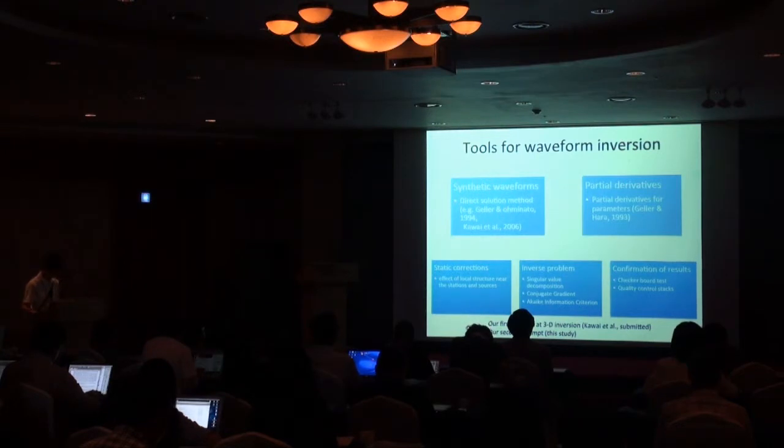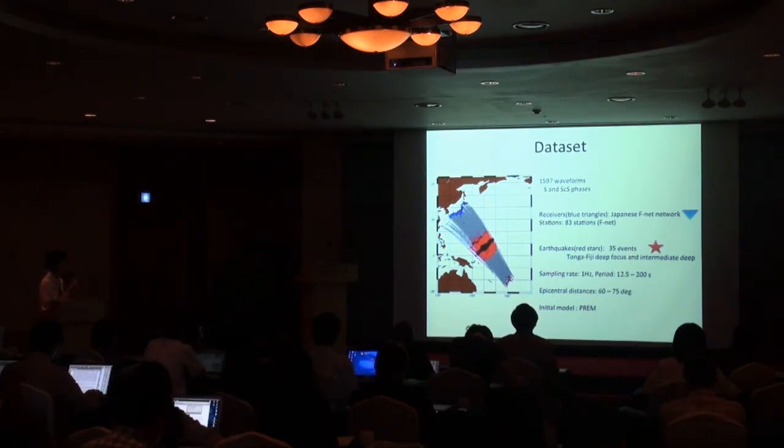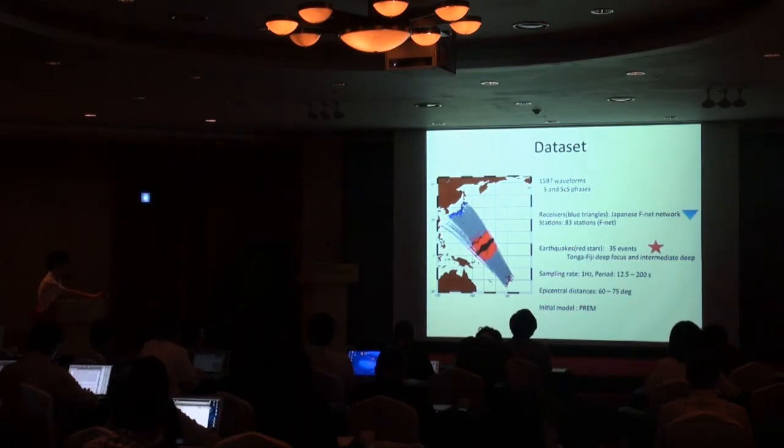So this is the dataset we used. No fewer than 600 waveforms are inverted. And we collected the dataset from the Japanese F-net network. And we chose 35 deep focus and intermediate depth events around Tonga and Fiji. And the detailed information for the dataset is here. Sampling rate is 1 Hz, and the passband we use is 12.5 to 200 seconds. And the average epicentral distances are between 16 and 75 degrees. And we conducted waveform inversion with an initial model PREM.